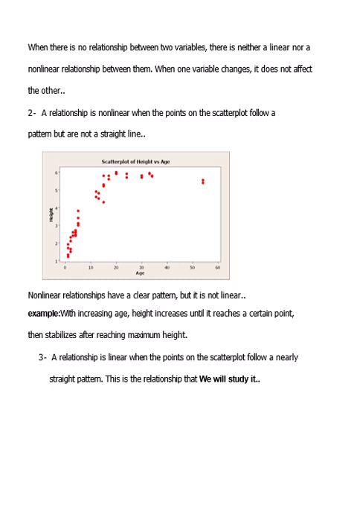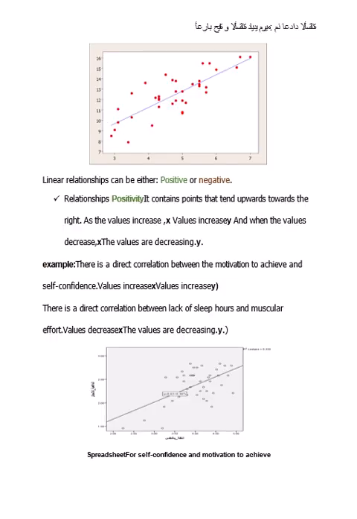3. A relationship is linear when the points on the scatterplot follow a nearly straight pattern. This is the relationship that we will study. Linear relationships can be either positive or negative. A positive relationship contains points that tend upwards towards the right. As x values increase, y values increase, and when x values decrease, y values decrease. Example: there is a direct correlation between the motivation to achieve and self-confidence. As x values increase, y values increase. There is a direct correlation between lack of sleep hours and muscular effort. As x values decrease, y values decrease.